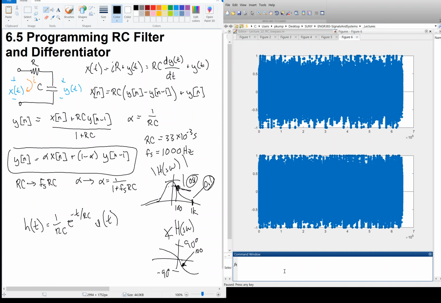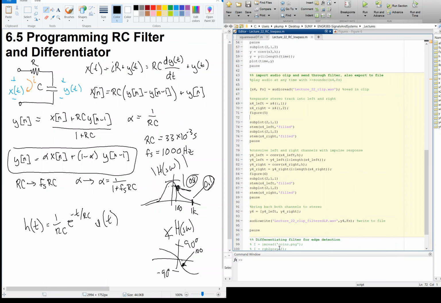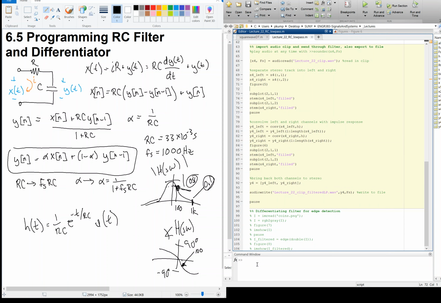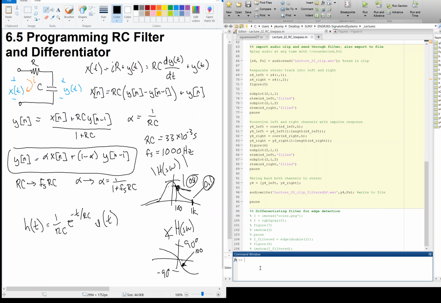And I'm going to hit enter again, and I think the demo is over. Now what I'm going to do is play the filtered audio clip for you. So just a warning, you might want to turn down your volume on your computer just a little bit, and if you have some good headphones, you'll want to use some good headphones right now. But I'm going to play the filtered and the unfiltered here. So this is the unfiltered, so this is the original.